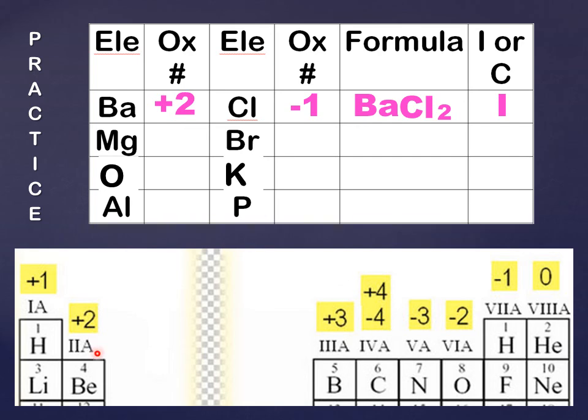Magnesium. Magnesium is right here in group 2. So it's +2. Bromine's down here in your group 17, so it's -1. So magnesium is +2. You have 1. Bromine is your -1. And you have 2 again. So, is magnesium a metal? So yeah, magnesium's right here on the left side, so that is ionic.